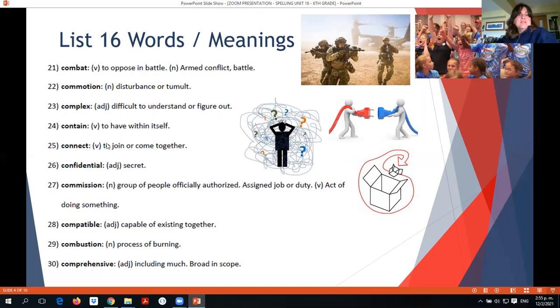Connect. Connect is to join or come together. Literally, for example, when you connect a cable, you are joining or putting together the two pieces. But you can also use connect when you feel you have an understanding with someone and you say, I think the two of us connected, because you understood each other.